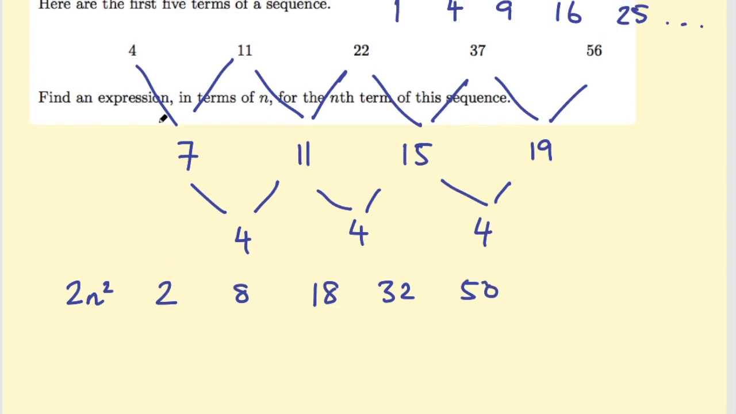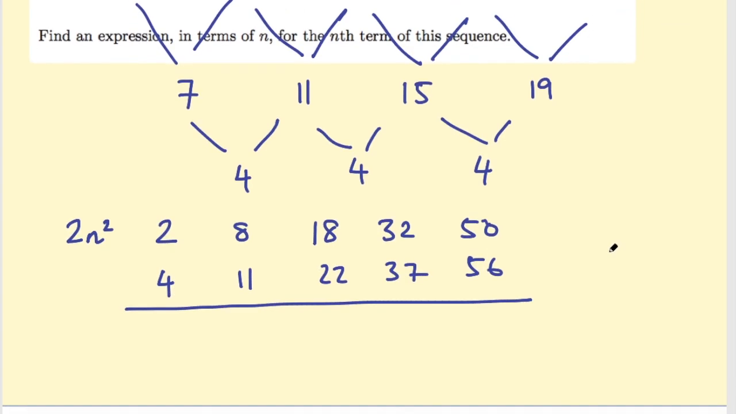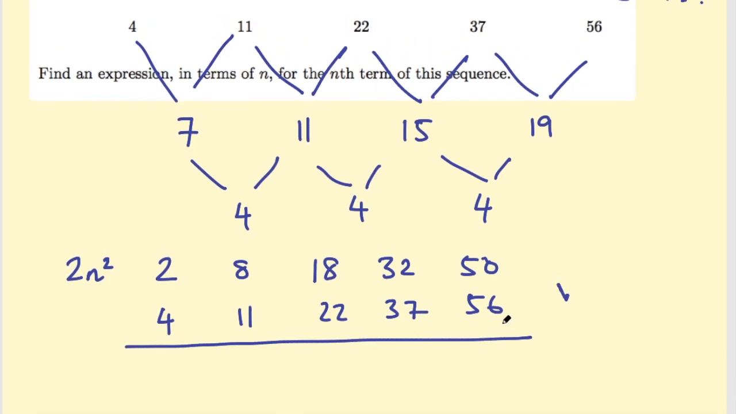Now let's compare those to the original sequence. This is our original sequence: 4, 11, 22, 37, and 56. So how can we get from this 2n squared to the sequence we're trying to find a rule for, the nth term for? Well, let's look at the first one. 2 to 4, I need to add 2. 8 to 11, I need to add 3. 18 to 22, I need to add 4. 32 to 37, I need to add 5. And then, what do you think comes next? 6.